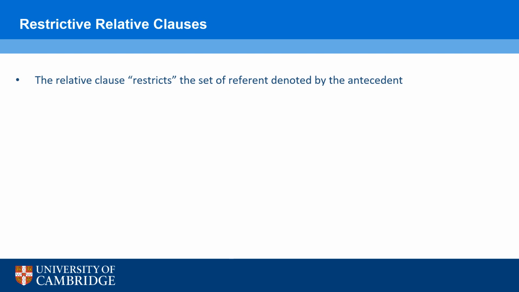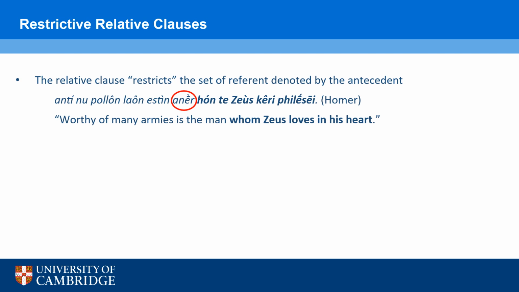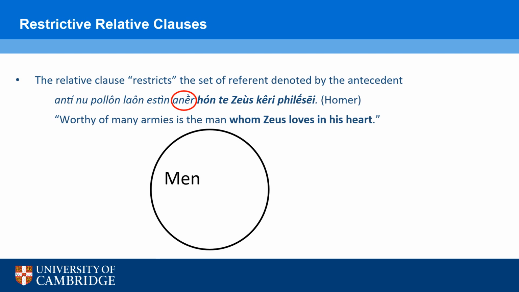That's a lot of words to say something pretty simple. Take this example from the Iliad. Antinu polon laon estin aner hontes deus keri philesei. Here, the antecedent is aner, which means the man. So let's say that antecedent denotes the set of men. The relative clause, hontes deus keri philesei, tells us that this is the man whom Zeus loves in his heart.